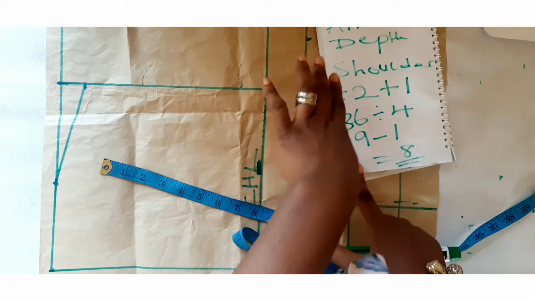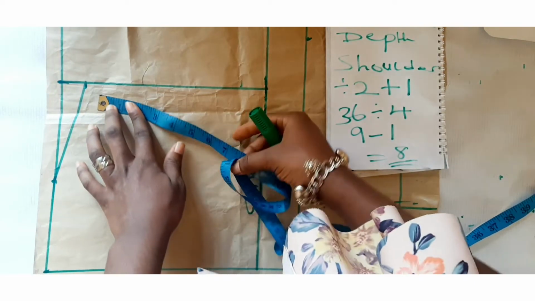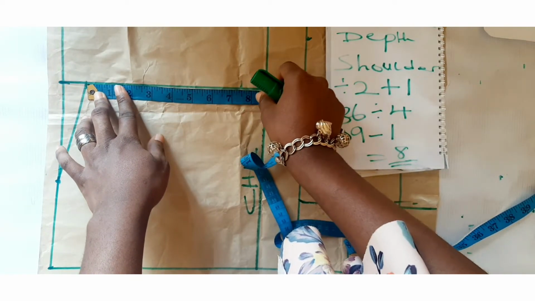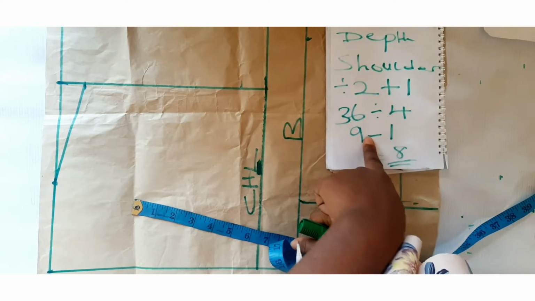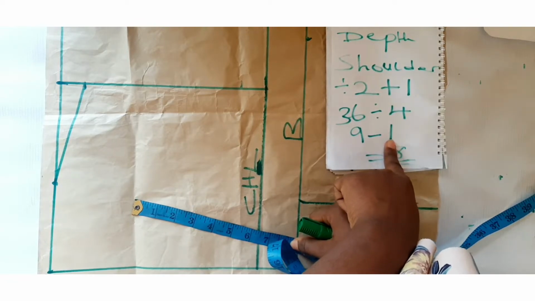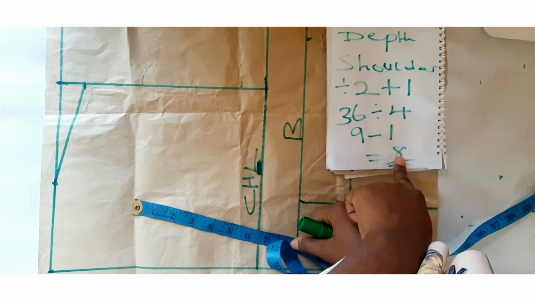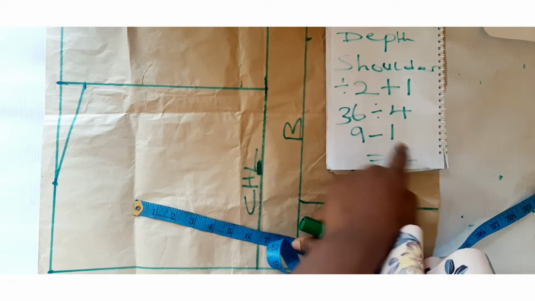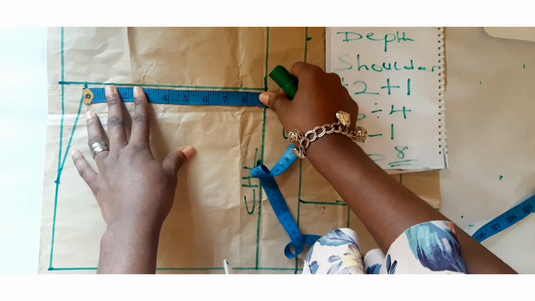I've shown you the first method and the second method to get your armhole depth. You're going to divide your bust by 4. Whatever you get, take away 1 from it to get your accurate armhole depth.